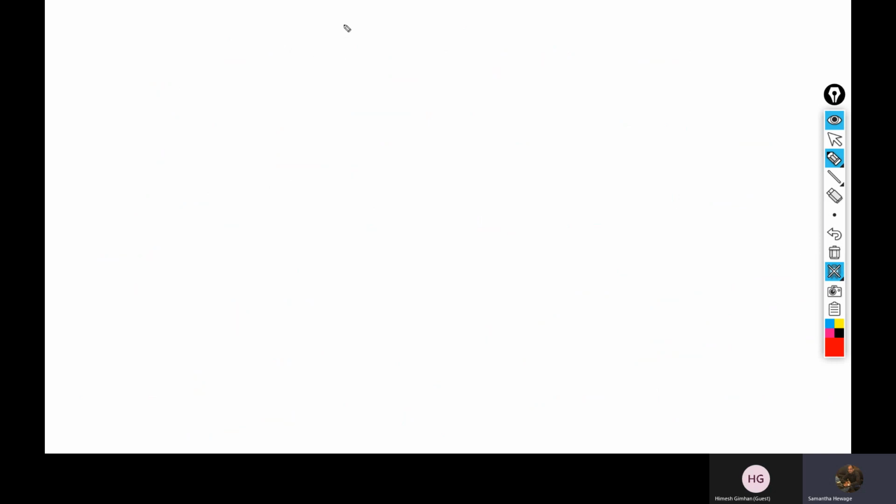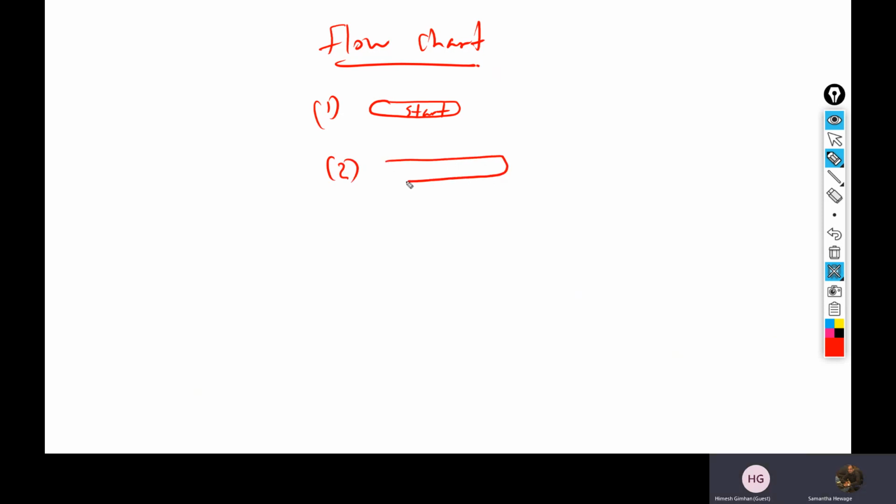How many flowcharts have you drawn so far, Baba? In school, sir, we drew like 10. Okay, 15. You know the symbols, right? You are aware of the symbols? Yes, sir.